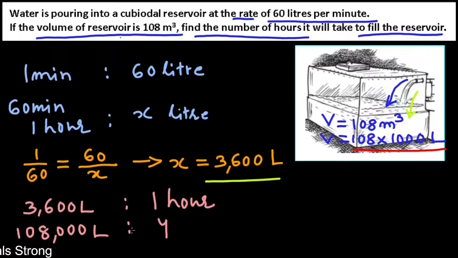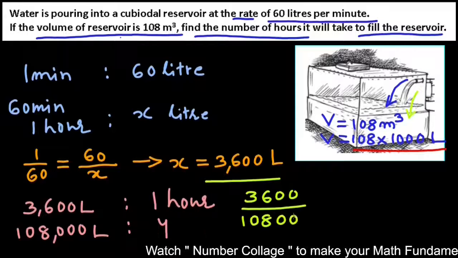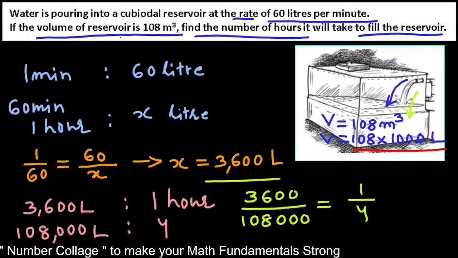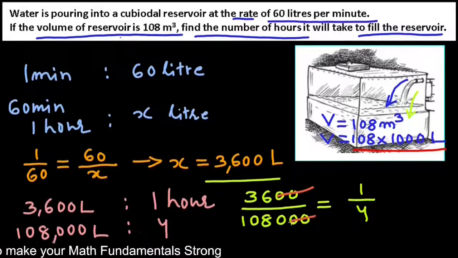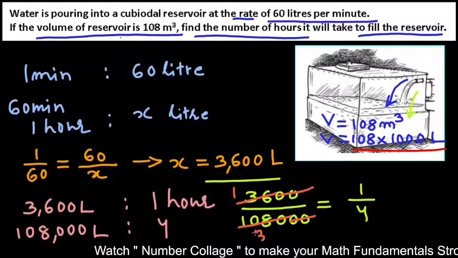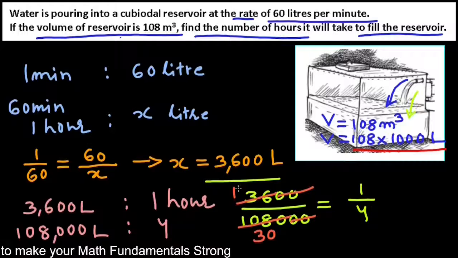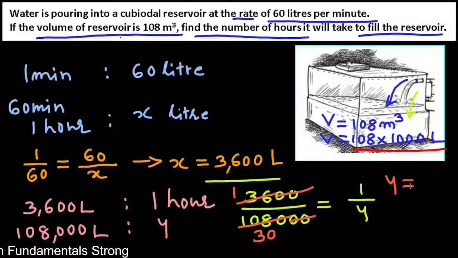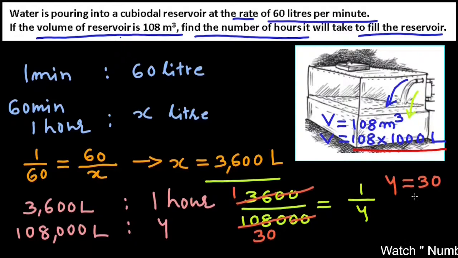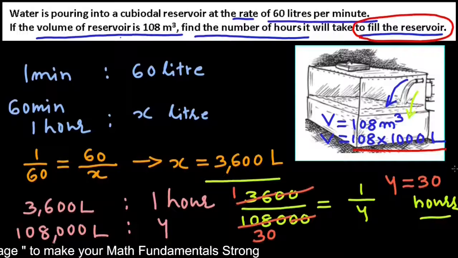Now taking the ratios of the quantities, we write 3600 upon 108,000 equals 1 upon y. These two zeros get cancelled. 36 ones are 36, 36 threes are 108, and 0. So by cross multiplication, we get y multiplied by 1, which is y, equals 30 multiplied by 1, 30. So 30 hours will be required to fill the reservoir.